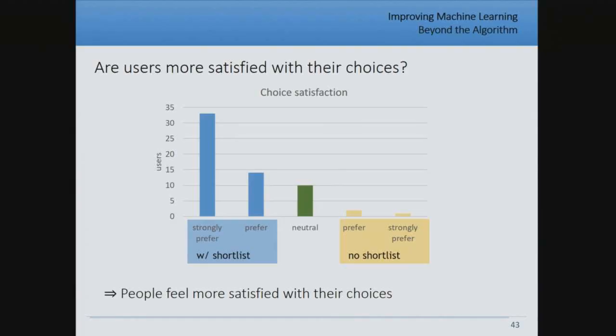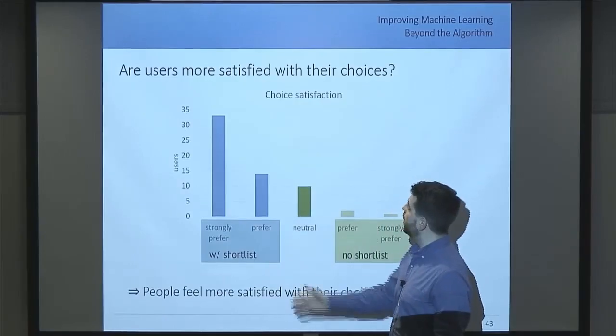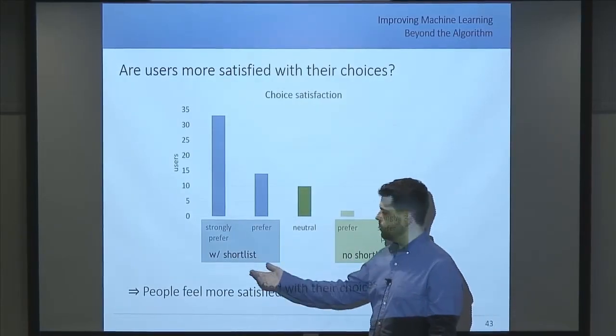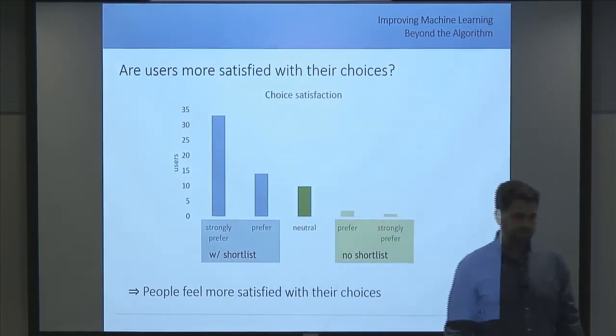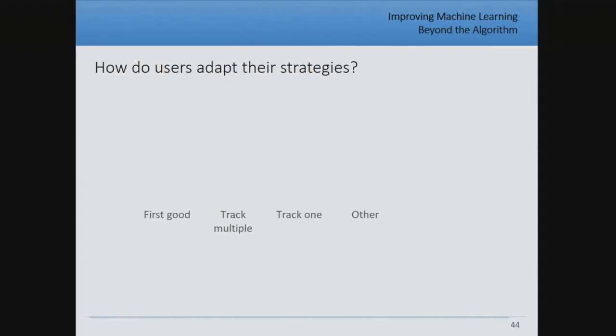Are people more satisfied with their choices? Is another question we looked at. So we asked them, which interface do you think gave you more satisfaction in terms of your final choice? And again, most people strongly prefer the shortlist interface. So that's another positive benefit of shortlists.